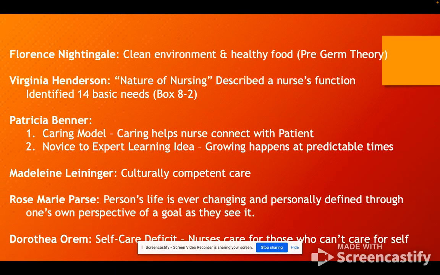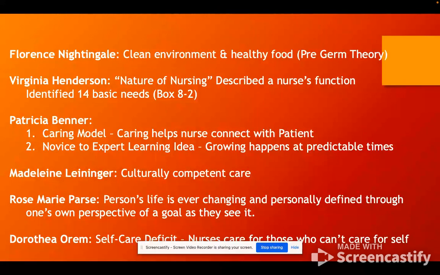Again, Florence Nightingale, we really look at her as far as the clean environment, making sure that patients had healthy food, and the pre-germ theory. Virginia Henderson, she's known for Nature of Nursing. She described a nurse's function and identified 14 basic needs. If you look at box 8.2, it's referring back to your textbook if you have the fundamentals textbook.